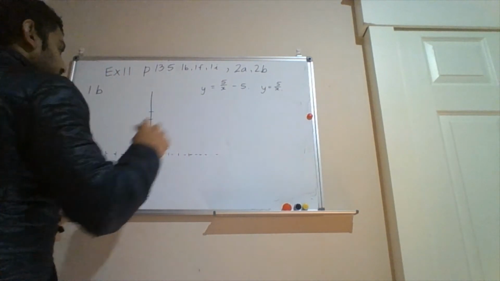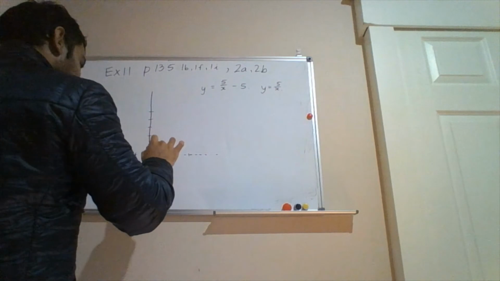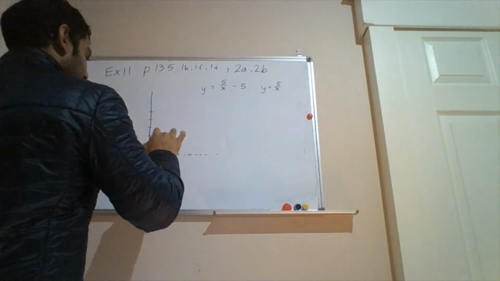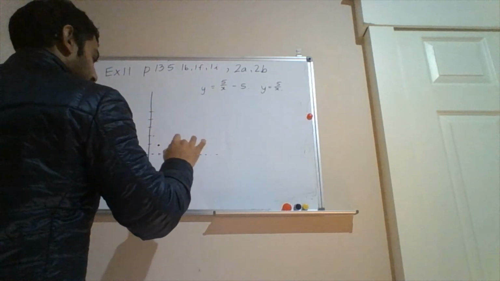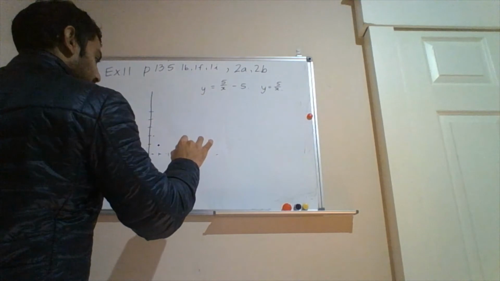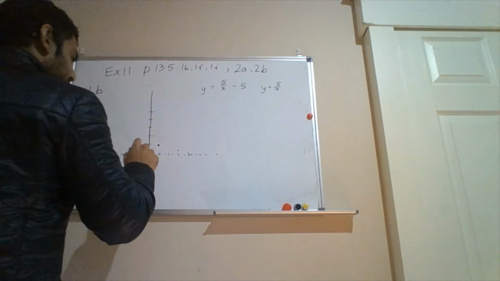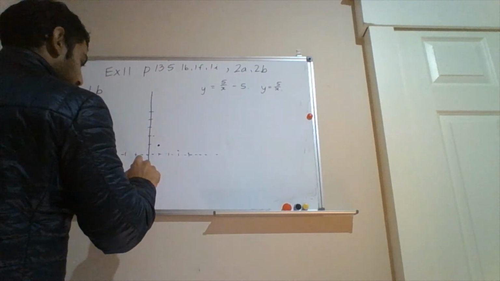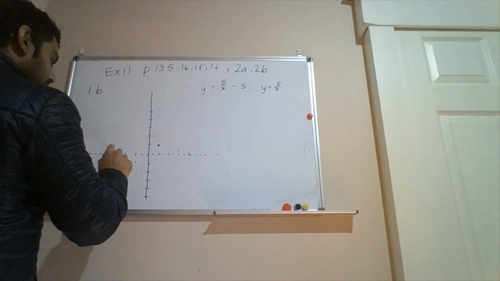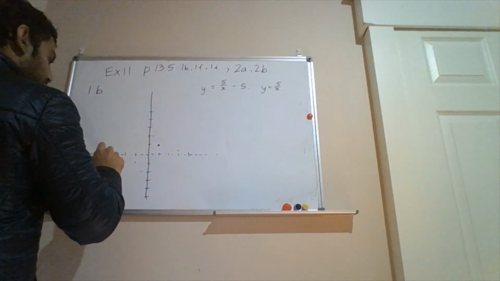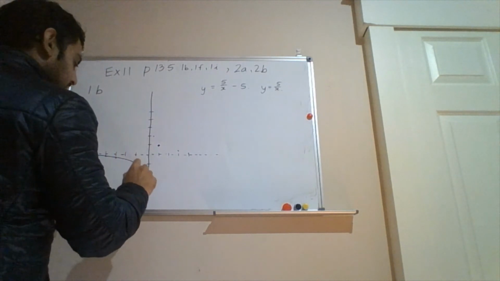So let's plot. I've got a positive 5 and 1. I've got 2.5 and 2. Then I've got 10 and 0.5, and 20 and 0.25. Then for the negative values, I've got negative 2.5, negative 2, negative 5, negative 1, negative 10, negative half, and negative 20, negative quarter. So my graph would look like this.